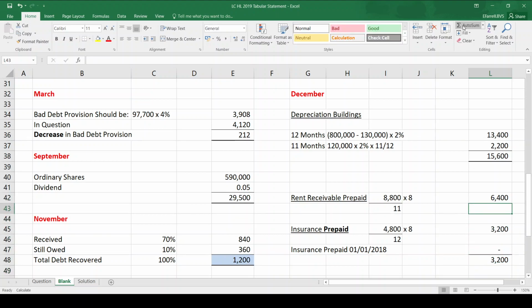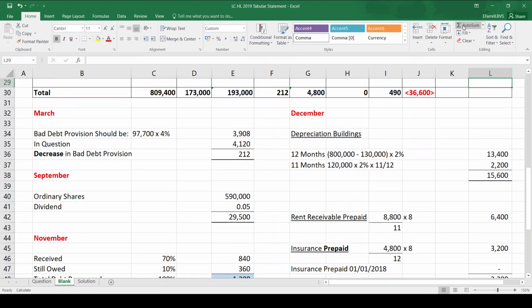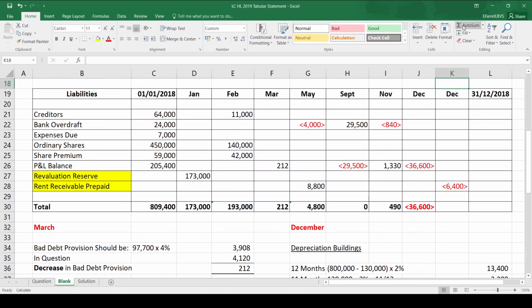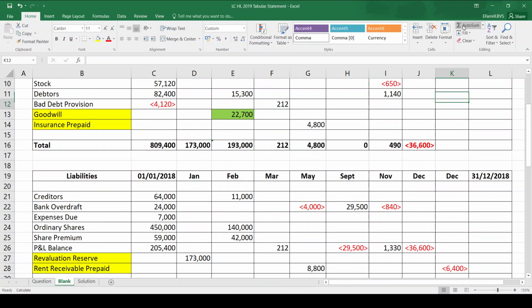So the rent receivable, 6,400, is going to go into rent receivable. Here's a minus, because we put in the full amount of May, so we need to take out this year's, so 6,400, and that will leave us with the prepaid element of it at the end when we calculate the total. And for the insurance, prepaid is 3,200. So I go up to insurance prepaid. So we put that in, the full amount of plus 4,800. So I need to take out this year's element, which we worked out to be 3,200. So that is going to be taken away.